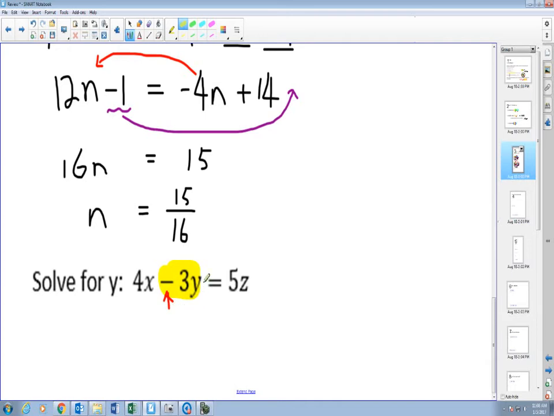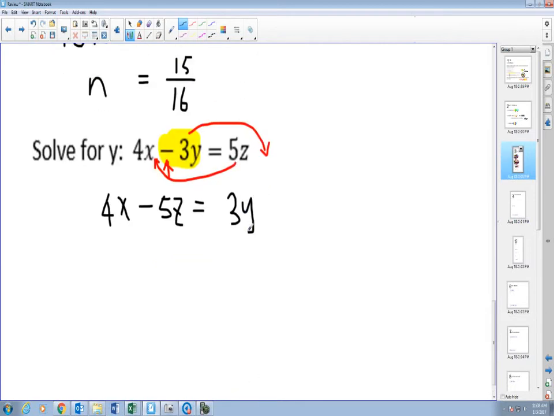Now, since my variable term here is a negative, what I can do is move it to the right, because that will instantly make it a positive 3y on the right-hand side. So if the y is going to go to the right, that means the 5z has to go to the left side. So 4x is still 4x. Positive 5z comes over to the left side, becomes negative 5z.